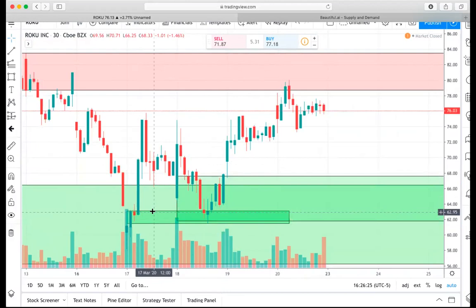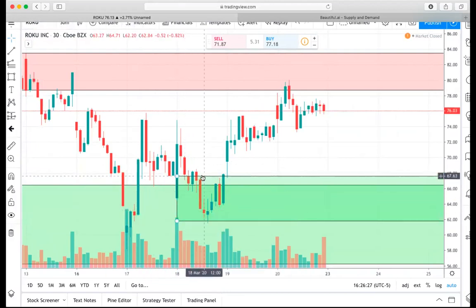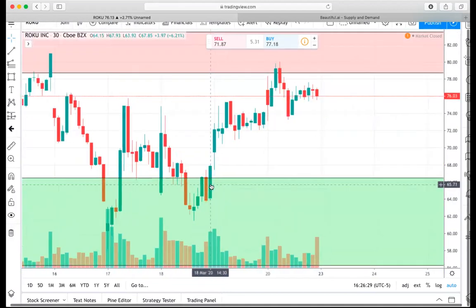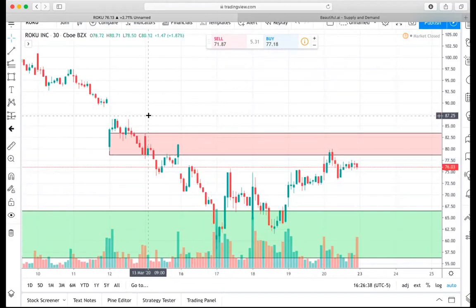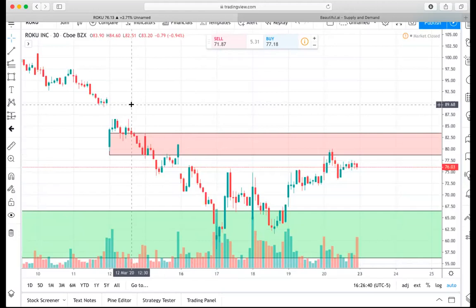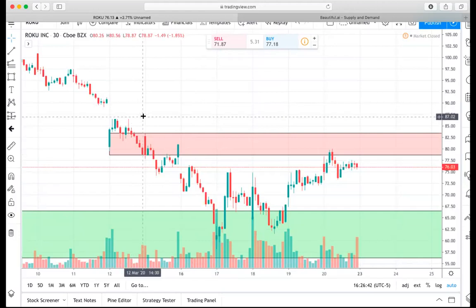I don't want to make these too complex, but it's really all about rally base rally, rally base drop, drop base drop, drop base rally. That's really all that you need to figure out what's going to happen. And the bigger the time frame, the larger the move's going to be.